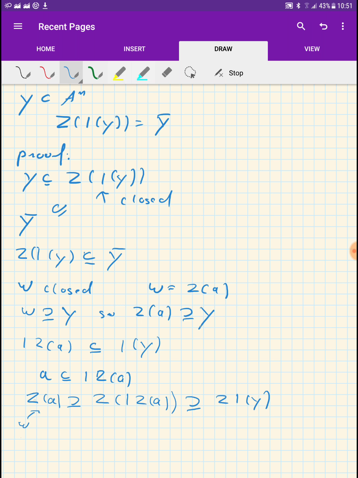So we have that every closed subset that contains Y contains Z of I of Y, which is also a closed subset. And this, of course, means that Z of I of Y is nothing but the closure of Y. And this concludes the proof.